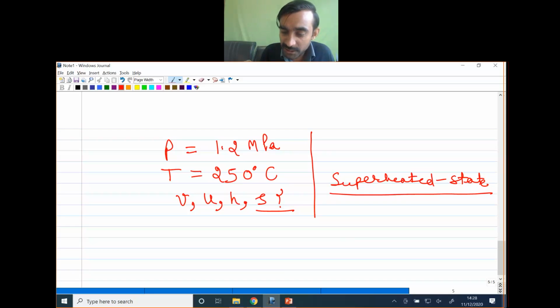Those who are not able to see, please go to the superheated table. If you go to page number 921, we have temperature values changing from 200 to 1300 degrees Celsius, and corresponding to that I have fixed pressure entries. The first pressure entry is for 1 megapascal, the second pressure entry is for 1.2 megapascal, and the third pressure entry is for 1.4 megapascal.